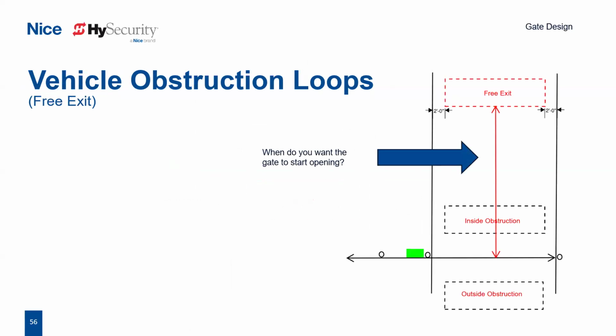Vehicle obstruction loops for free exits are typically going to be 10 to 15 feet in front of your gate, but could even be 20 depending on traffic patterns. This is going to be located where the loop needs to be installed so that the exiting vehicle will activate the gate to be in the full open position by the time the vehicle reaches the gate. One thing to keep in mind, we only do recommend 5 miles an hour through any automated vehicular gate system.